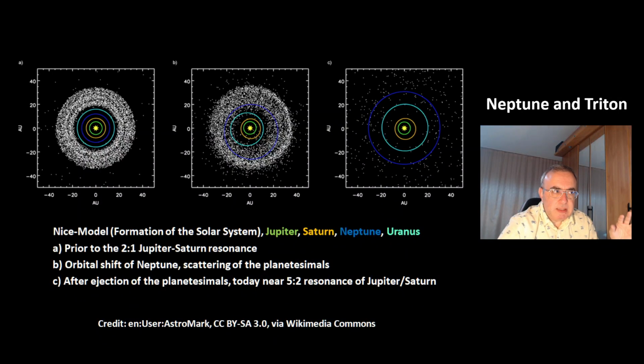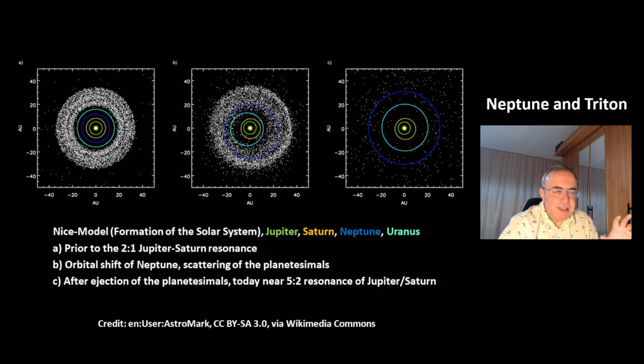This is the Nice model that explains the formation of the solar system. And these 4 circles are the 4 giant planets: Jupiter in green, Saturn orange, Neptune dark blue, and Uranus light blue. And you can see, according to this model, Neptune used to be between Saturn and Uranus.